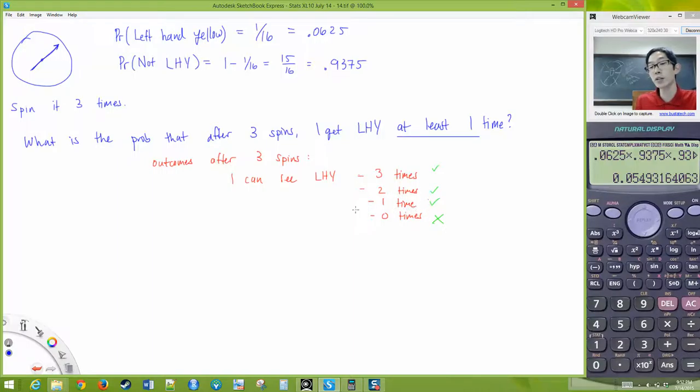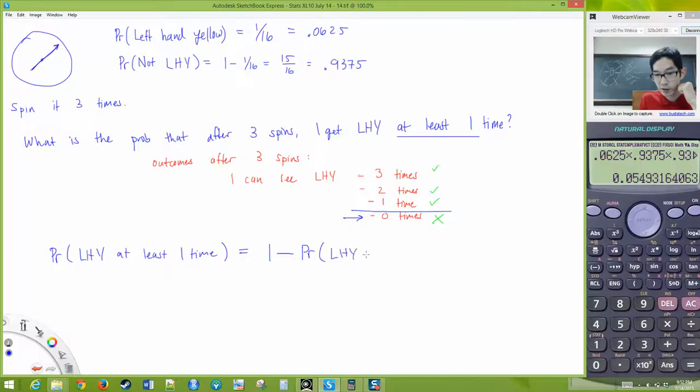So the other way I can do it is just find the probability of getting left-hand yellow zero times, and then I know that everything has to add up to what? One, right? Because this is all possible outcomes. So I can do 1 minus 0 times, and that will give me the probability of left-hand yellow at least one time. Okay, so I'm going to write that down. So the probability of getting left-hand yellow at least one time is equal to 1 minus the probability of left-hand yellow 0 times.